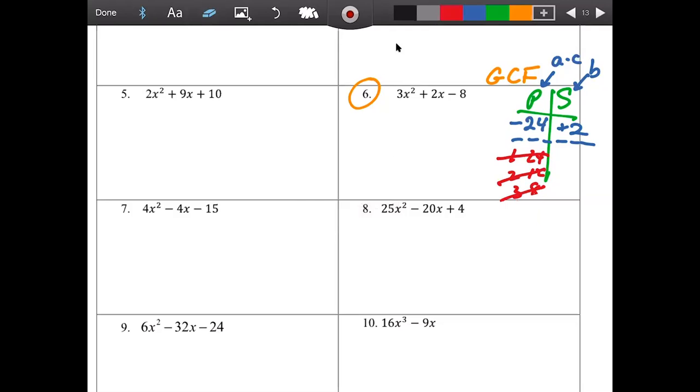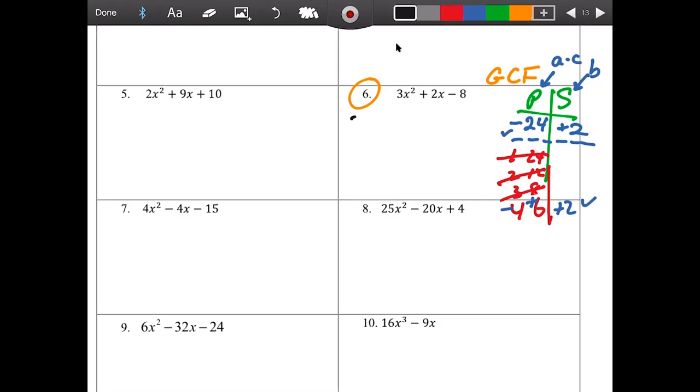Can I get a product of -24 and a sum of positive 2? If so, what are my signs going to be for the 4 and the 6? Plus 6 and -4. I know that I have to go negative times positive to get a product that's negative, so the product works. And if I add -4 plus positive 6, I get positive 2, so the sum works too. Are you with me so far?